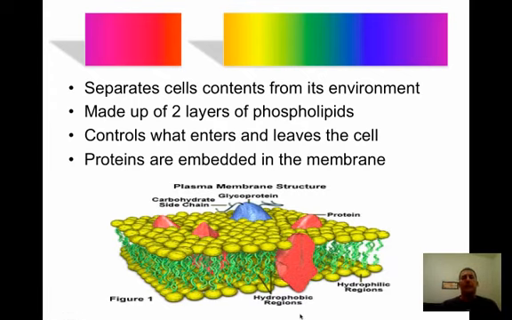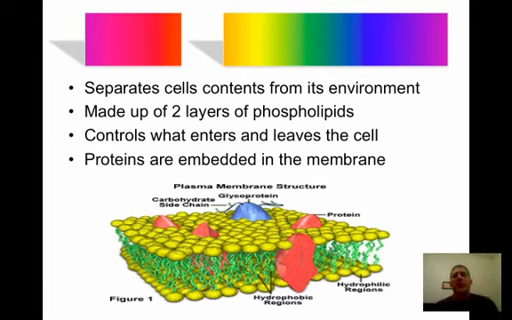So cell membrane controls what enters and leaves the cells. It's what's called semi-permeable. That's going to be an important word to write down. It's actually 2 words. Semi-permeable. So what that means is it lets certain things in but can keep other things out.